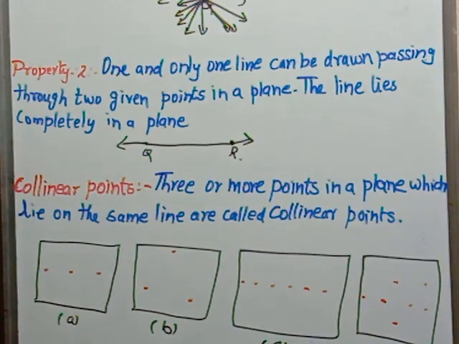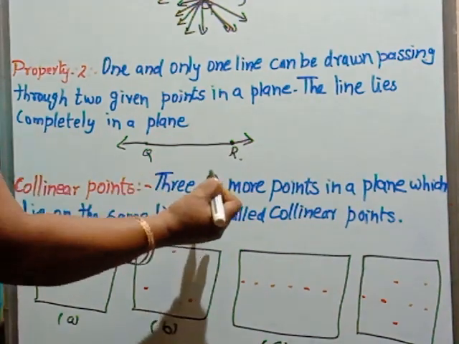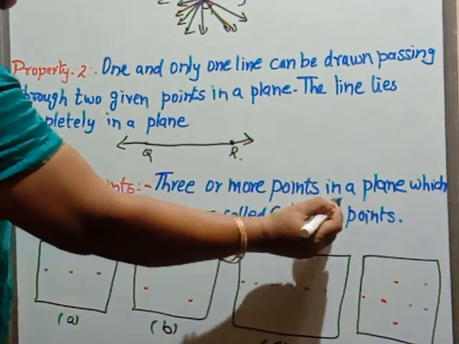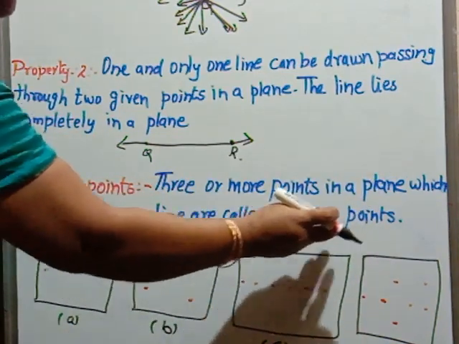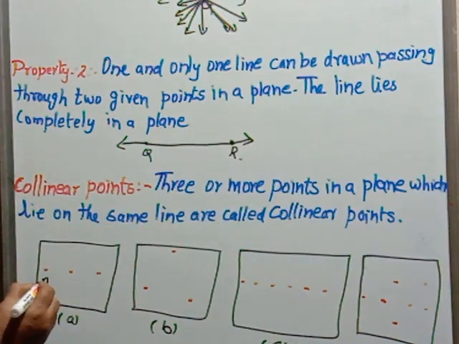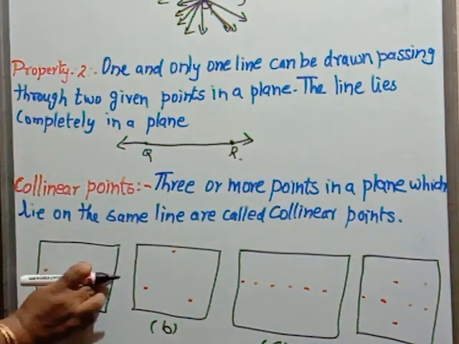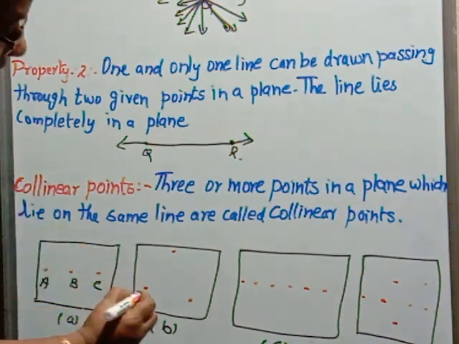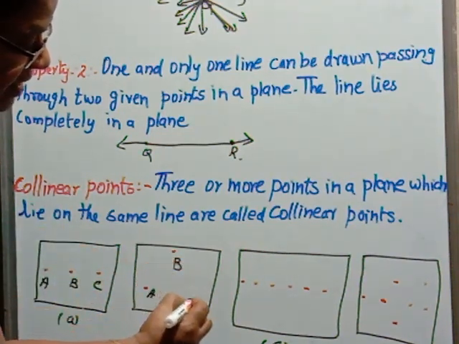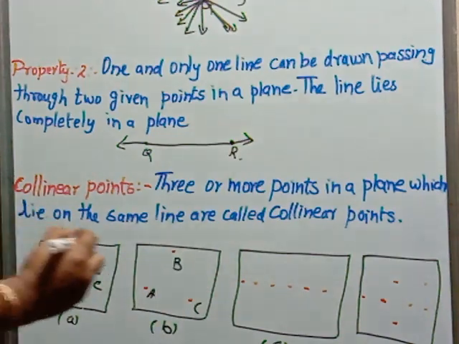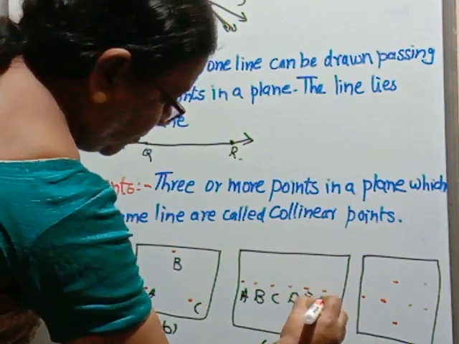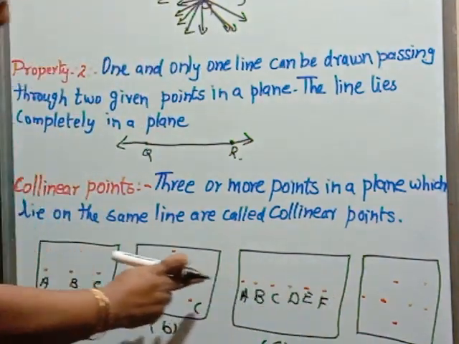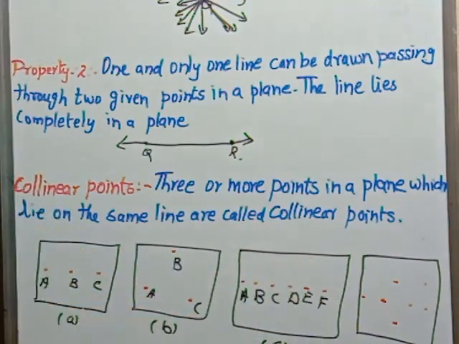Now, we want to know what collinear points are. What are collinear points? 3 or more points in a plane which lie on the same line are called collinear points. Here, see, A, B, C. All these 3 points lie on the same line. Here, A, B, C, in a different order. Here, A, B, C, D, E, F. All the 6 letters lie on the same straight line.